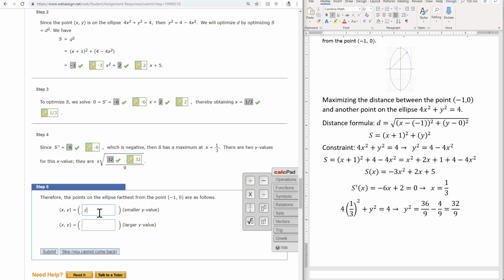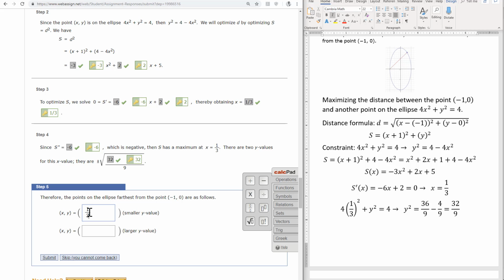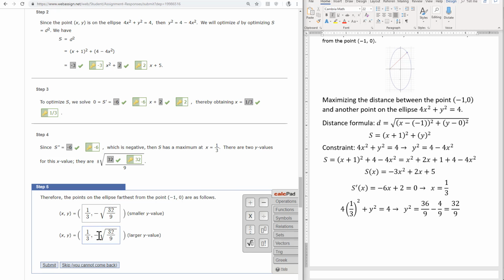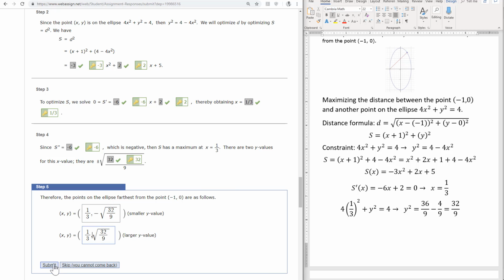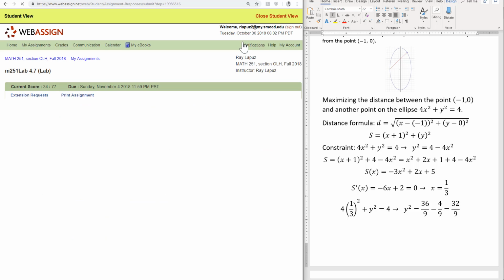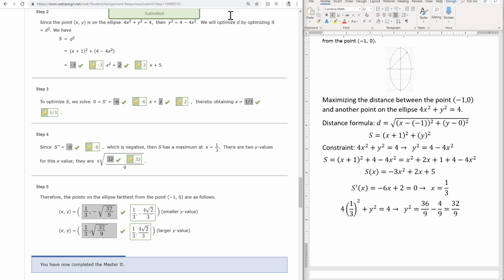Oops. Oh, bummer. Let's try that again. 1/3, comma, negative square root of 32 over 9, and then I was attempting to copy and paste this and just take out the negative. Okay, so there you have it.